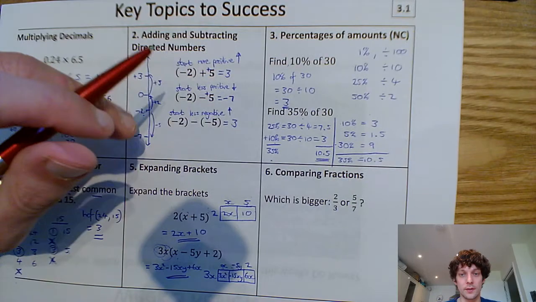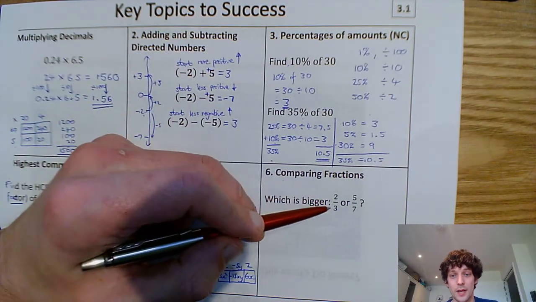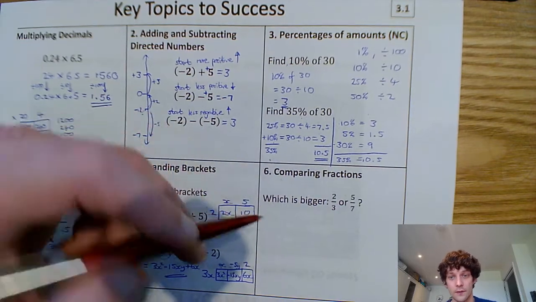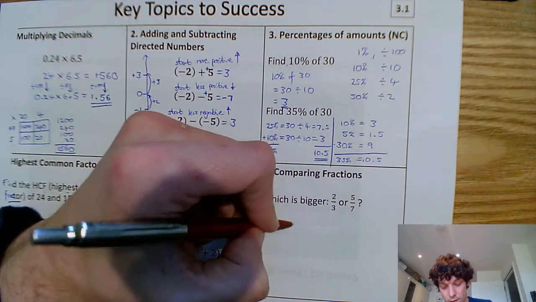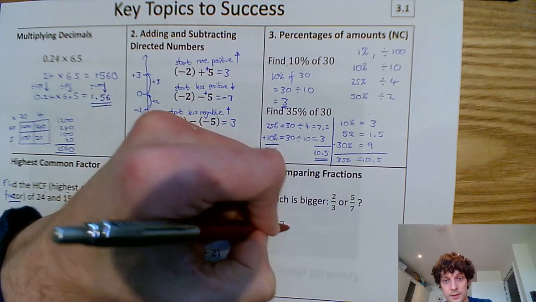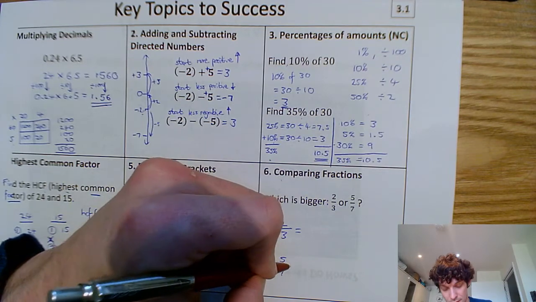Okay, our final skill for this week, comparing fractions. So I want to see which is bigger out of 2/3 and 5/7. The easiest way to do this is to make the denominators of them the same. So we've got 2/3 and 5/7.